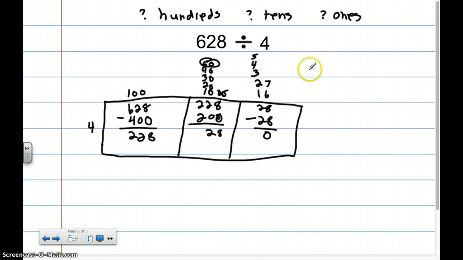Now I'm going to say, okay, I am going to take the hundreds, add it to the tens, and add it to the ones. Because I had 100 hundreds, 60 or 50 tens, and 7 ones. So my answer is going to be 157.